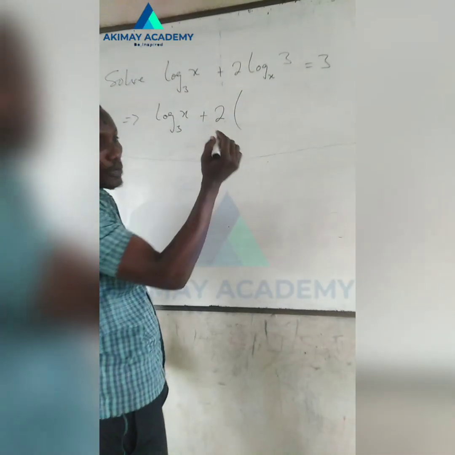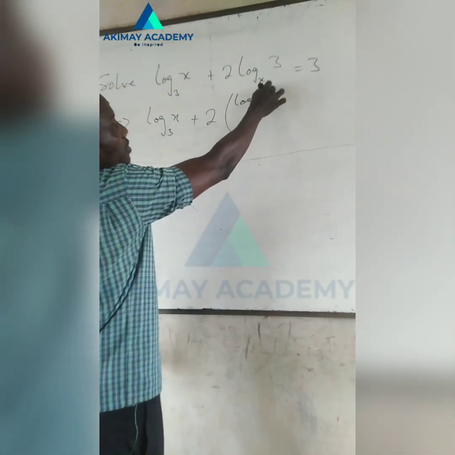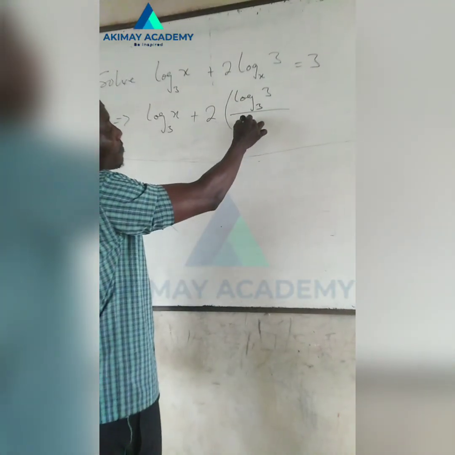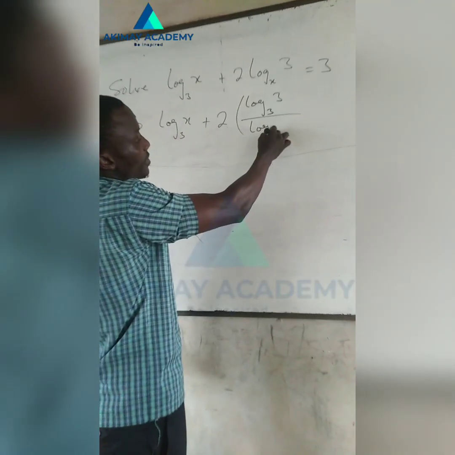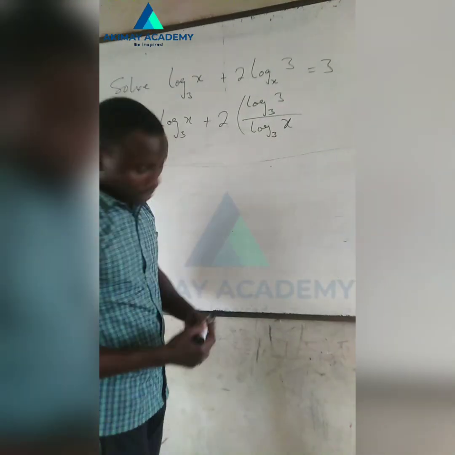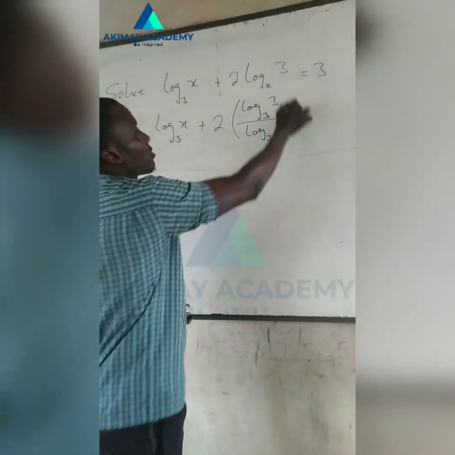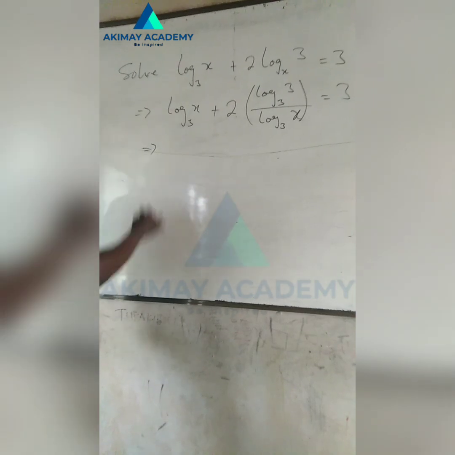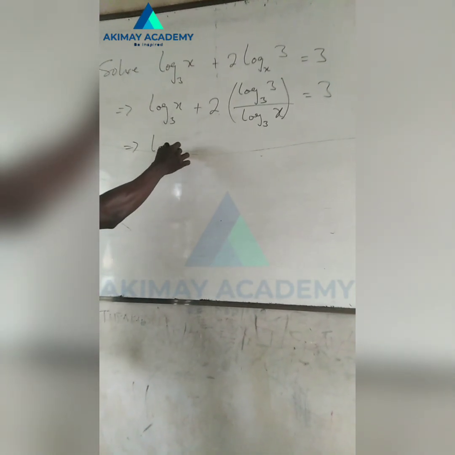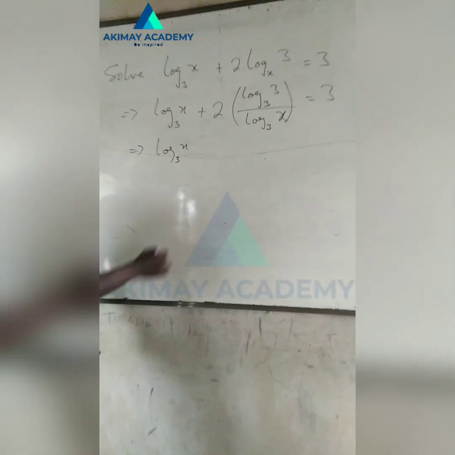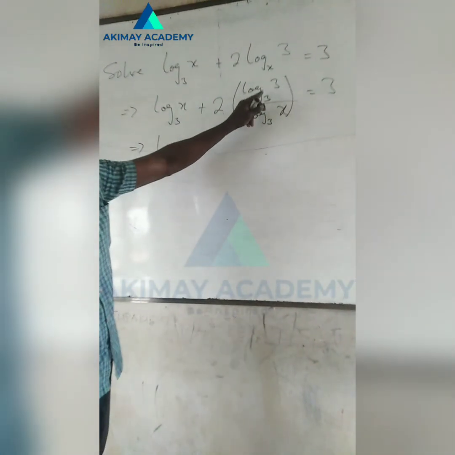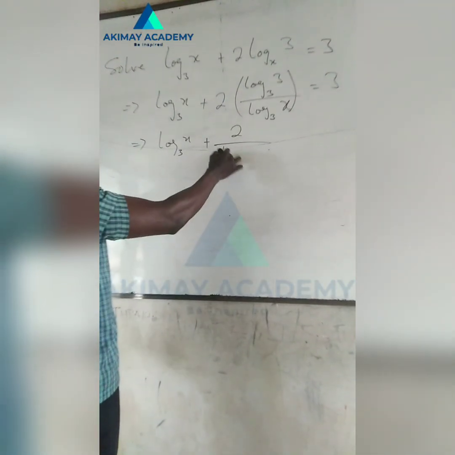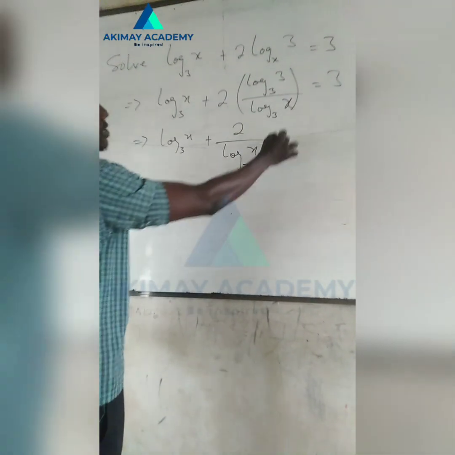The change of base law, if you could remember, says log 3 to the base 3 is our new base, out of log to the new base of the old base. This is what you have. So what do we do here? Log x to the base 3. So you can see that here will give us 1, and the 1 times 2 is going to give us 2 on this log x to the base 3. And this is equal to 3.